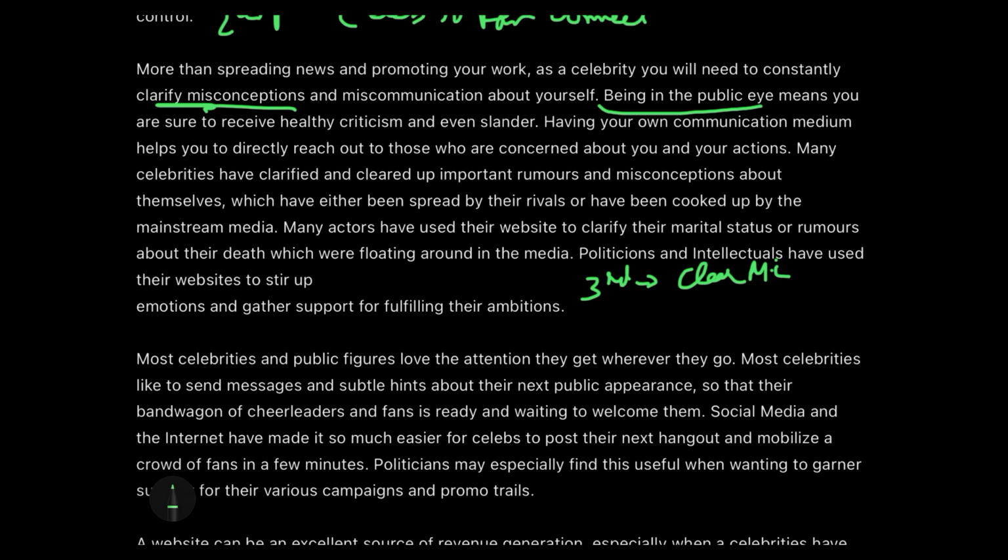Not very irrelevant. Okay, many celebrities have clarified and cleared up important rumors and misconceptions about themselves, which have either been spread by their rivals or cooked up by the mainstream media. Many actors have used their website to clarify their marital status or rumors about their death, which are floating around in the media. Politicians and intellectuals have their websites to stir up emotions.